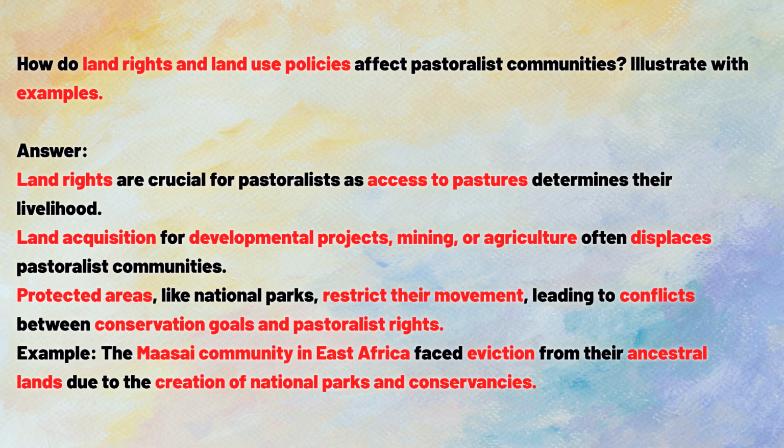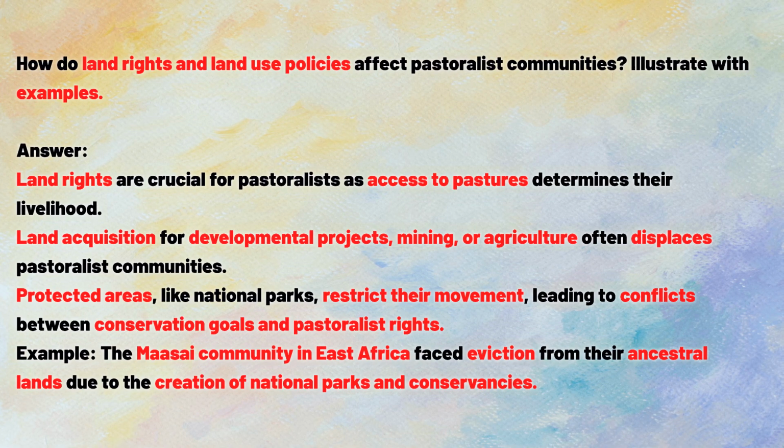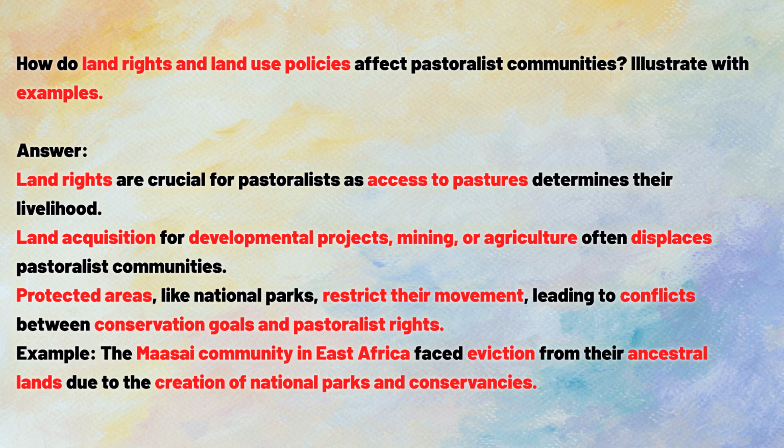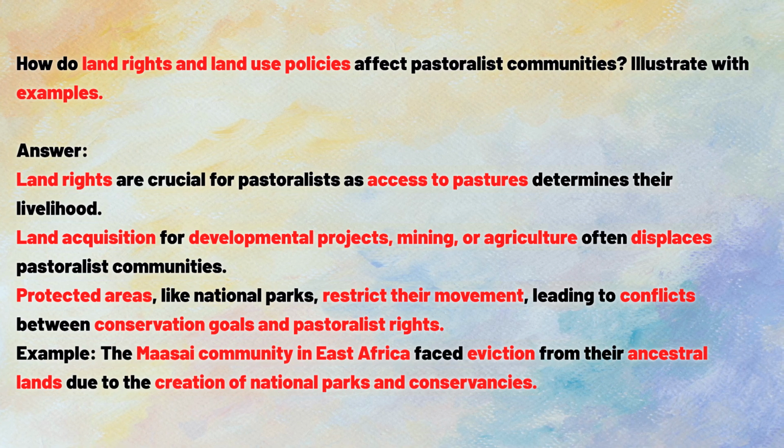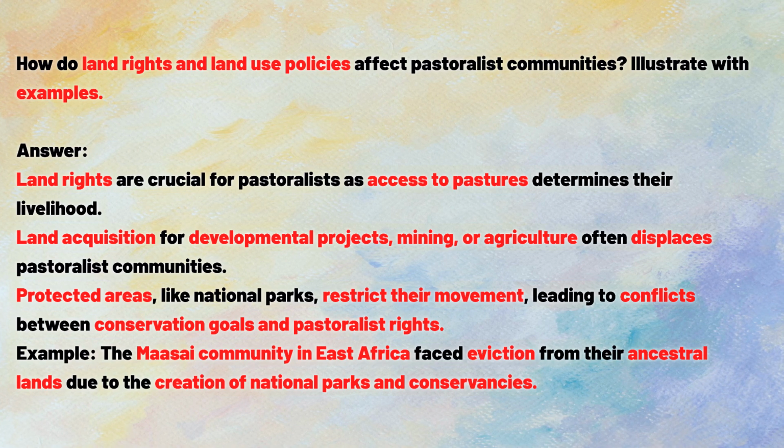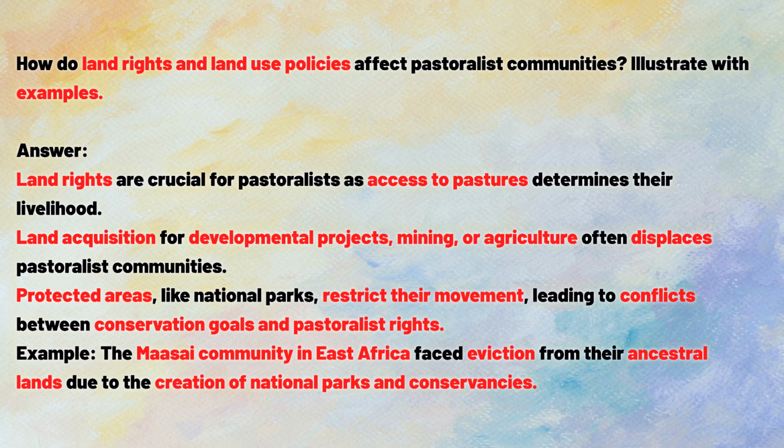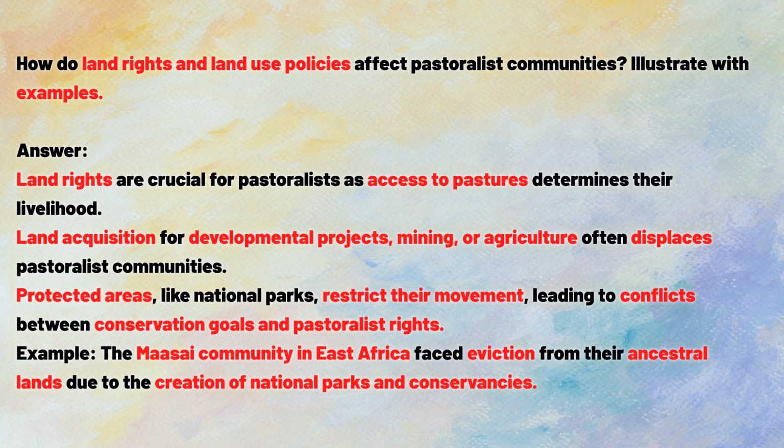How do land rights and land use policies affect pastoralist communities? Illustrate with examples. Answer. Land rights are crucial for pastoralists as access to pastures determines their livelihood. Land acquisition for developmental projects, mining, or agriculture often displaces pastoralist communities. Protected areas, like national parks, restrict their movement, leading to conflicts between conservation goals and pastoralist rights.